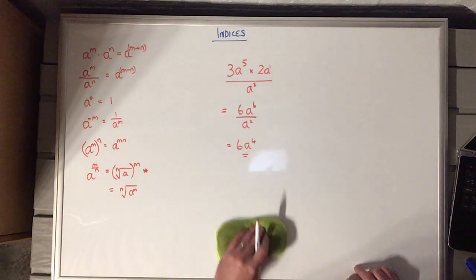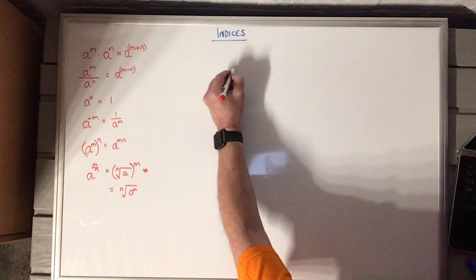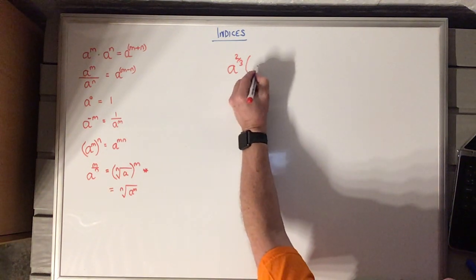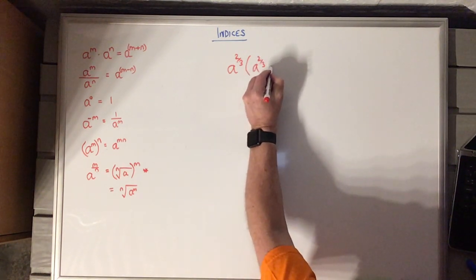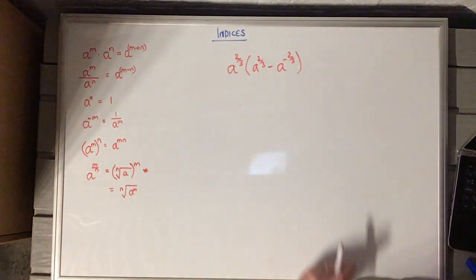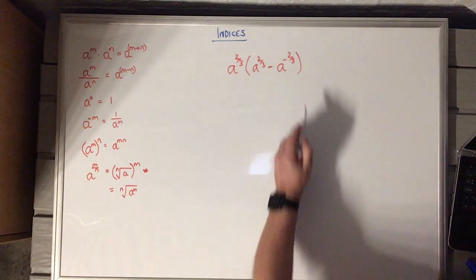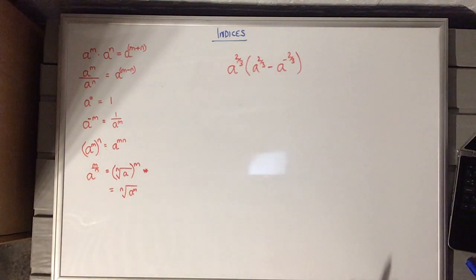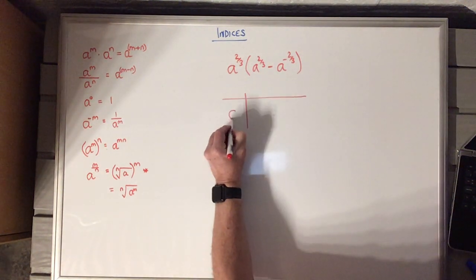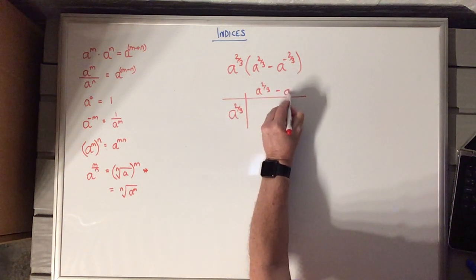Let's look at one that just involves fractions that can throw a lot of people. A to the power 2/3, bracket a to the 2/3, minus a to the minus 2/3. So we have the same index number, same power, but one of them's negative here, but the same numbers, it's 2/3 everywhere. So, grid. A to the power 2/3, a to the power 2/3, minus a to the minus 2/3.